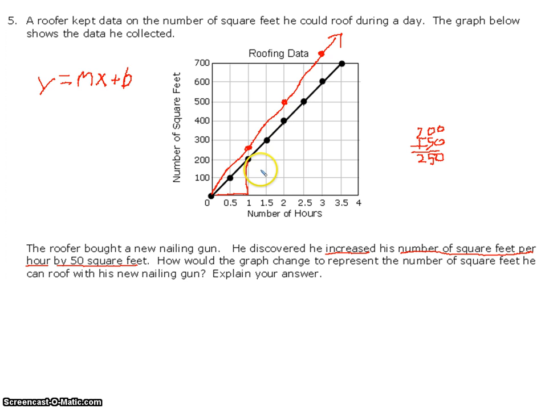Okay, so what effect did it have on the graph? Well, you notice it made the graph steeper. Again, because the rate of change is increased. Didn't change the y-intercept. You still would have 0 square feet done at 0 hours. However, the number of square feet he's getting done per hour is going up faster.